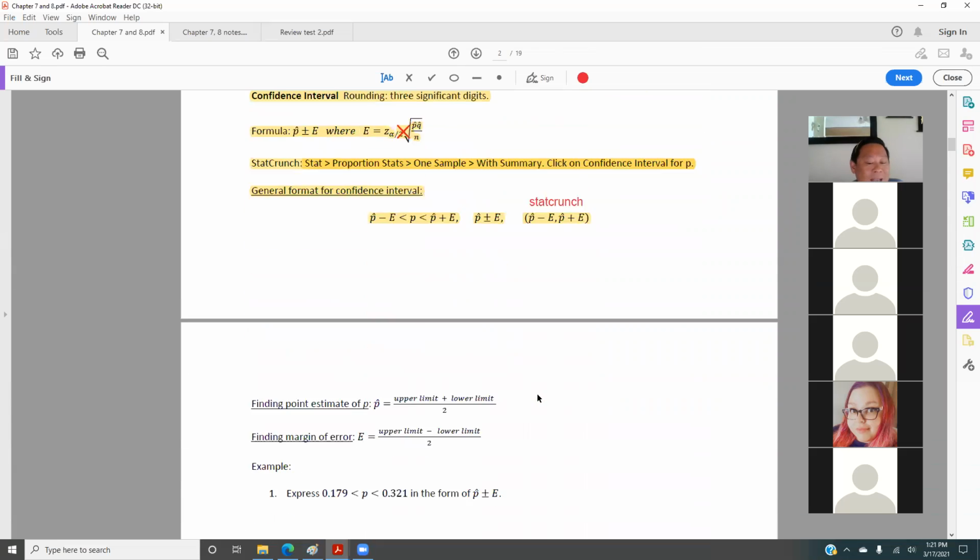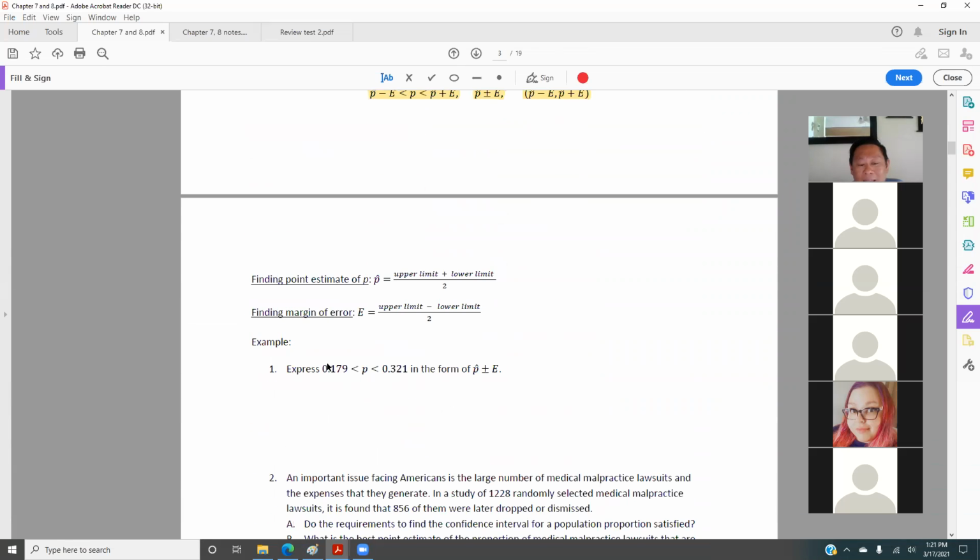All right, let's give you an example here. This is the confidence interval for population proportion. It's between these 2. Can you tell me how you find, I want this answer in the form of p hat and E. So can someone tell me how you figure out p hat here? Upper plus lower divided by 2. Yep.